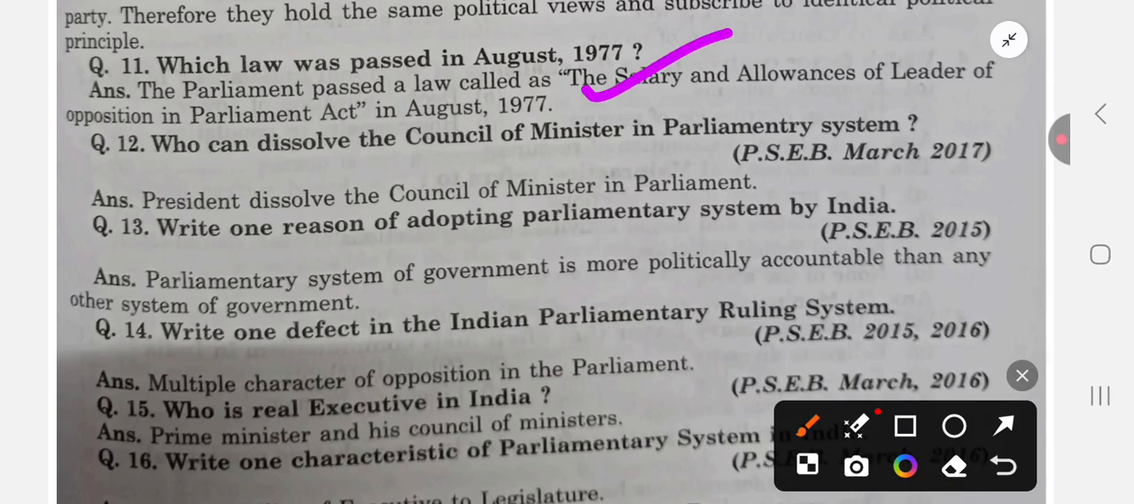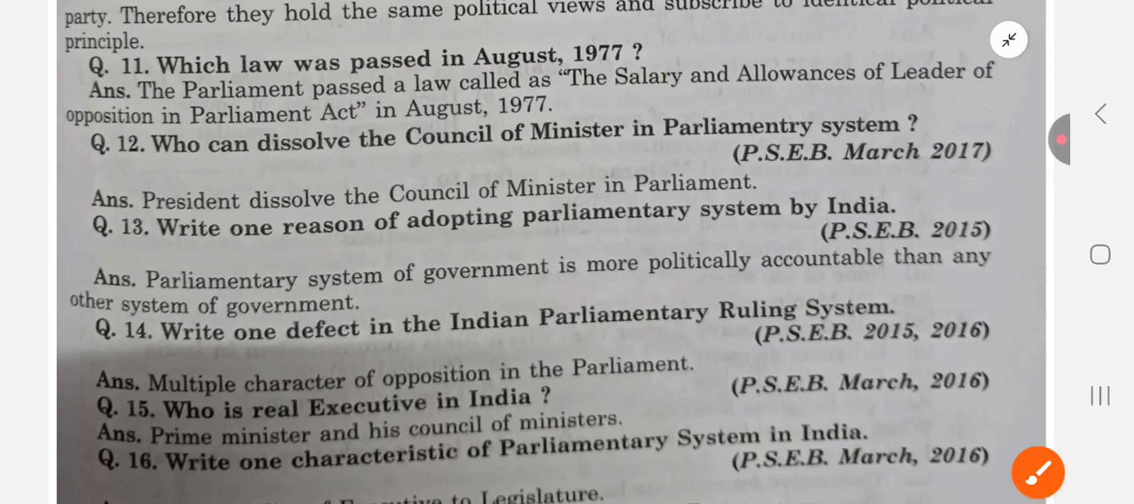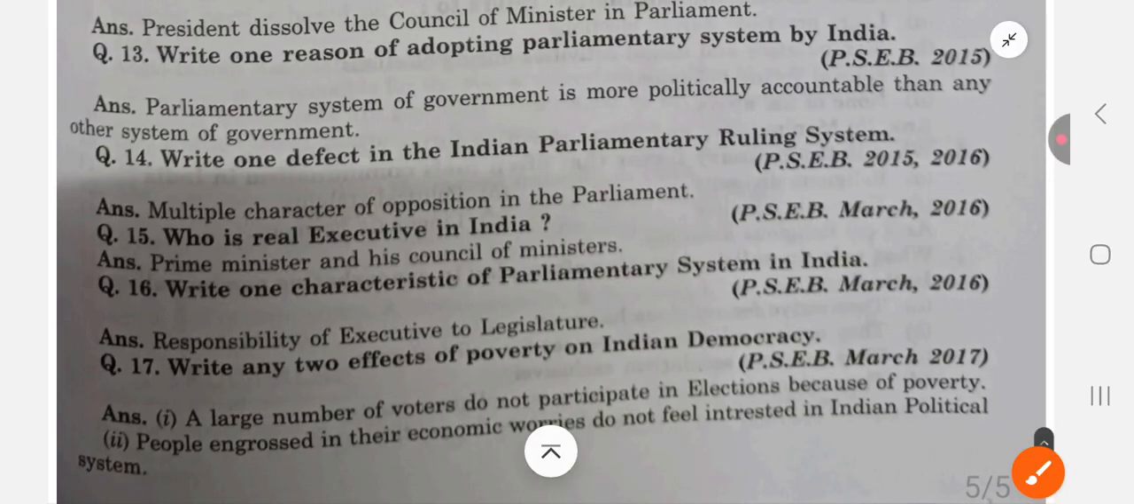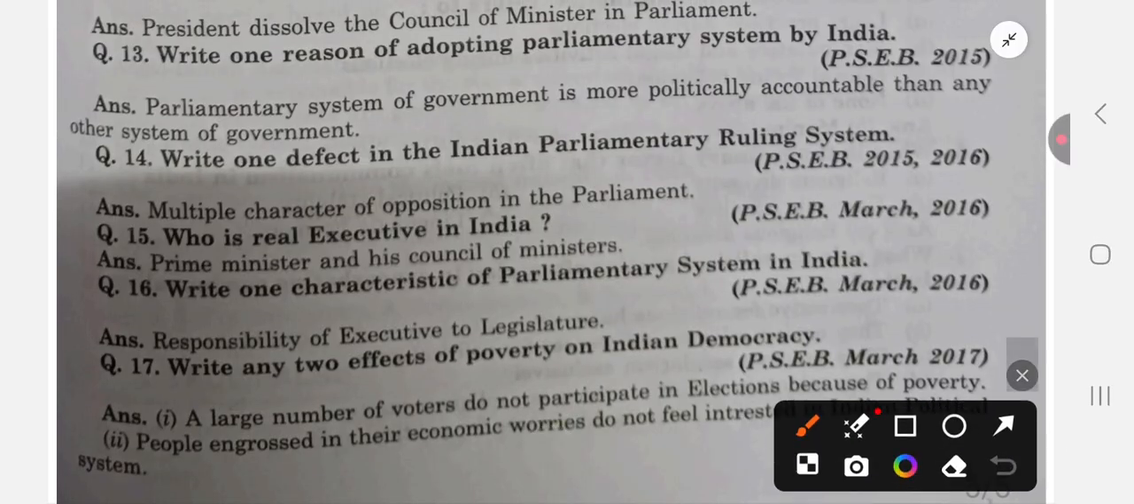Who can dissolve the Council of Ministers in Parliament? President can dissolve. Write one reason for adopting the parliamentary system in India. Old history, political accountability is fixed, and old experience too, I have told. Write one defect in the Indian parliamentary system. Multiple character of opposition in India. Defection is also a very big problem. Multi-party system. Multiple character of opposition.